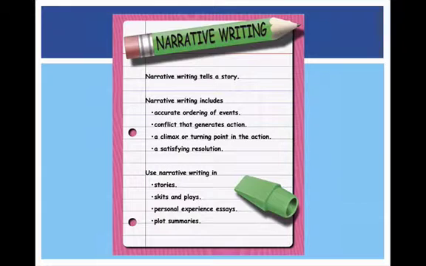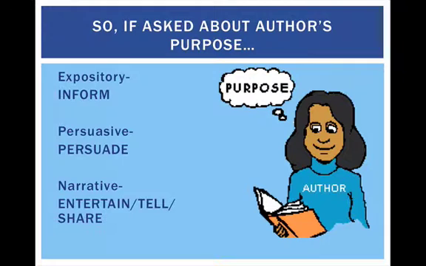Narrative writing tells a story. Narrative writing includes an accurate ordering of events, conflict that generates action, a climax or turning point in the action, a satisfying resolution. And narrative writing is used to tell stories, skits, plays, personal experiences, and plot summaries. So if asked about an author's purpose, remember that expository writing is to inform, persuasive is to persuade, and narrative is to entertain, tell, or share.